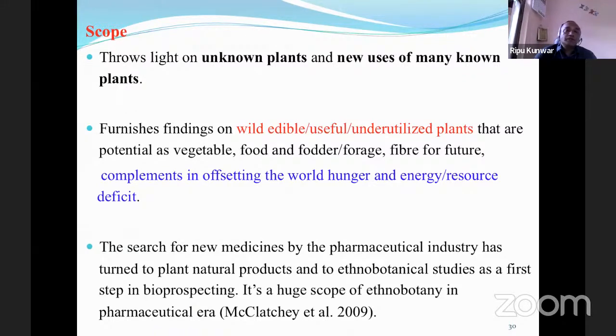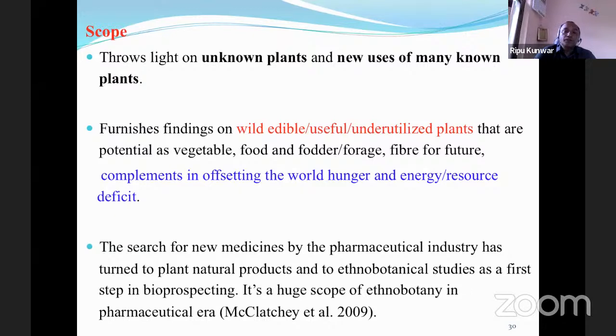So ethnobotany throws light on unknown plants, gives ideas on new uses of many known plants, and furnishes findings on wild edible plants, useful plants, and underutilized plants. I didn't cover all of this field in the first slide. Ethnobotany also furnishes findings on plants with potential as vegetable, food, fodder, or fiber for the future, and it complements efforts to address world hunger or energy deficit.